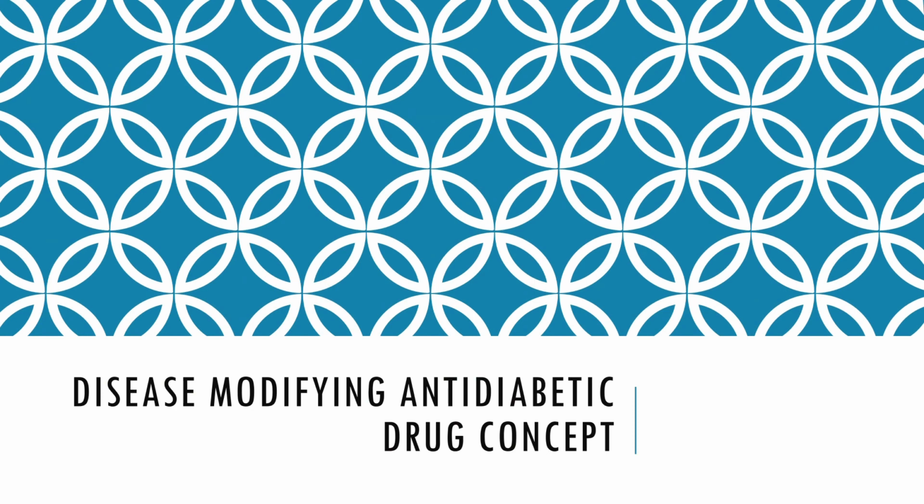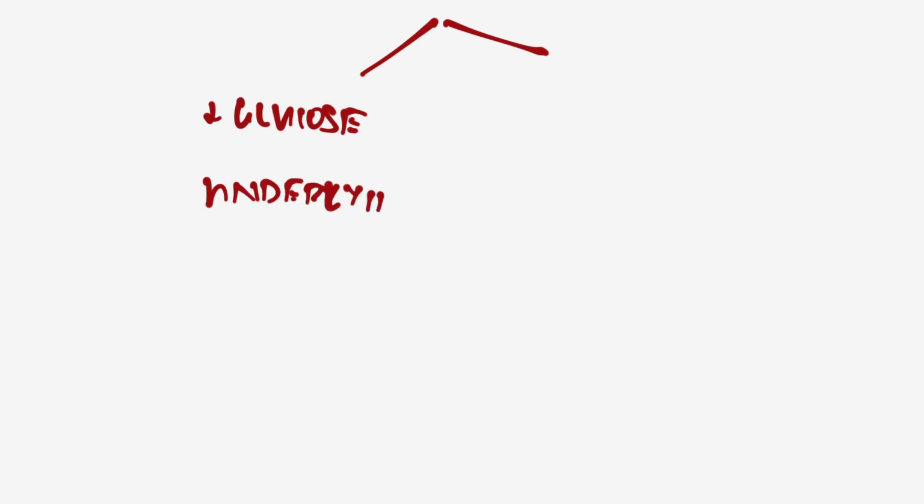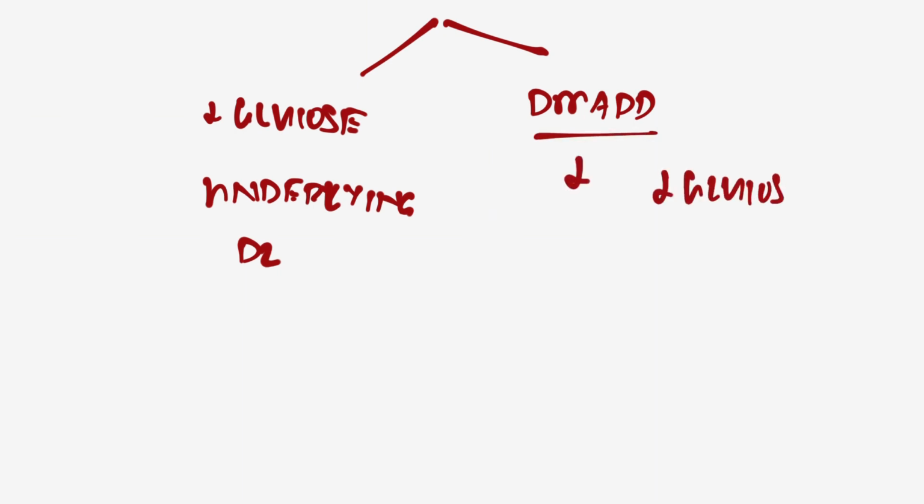Another very important concept which I would like to propose to you is the concept of disease modifying anti-diabetic drugs. Now, in my opinion, anti-diabetic drugs can be classified into two groups. One is the group which just reduces the glucose values but doesn't impact the underlying disease. Whereas you have the disease modifying anti-diabetic drugs. These are the ones which not only reduce the glucose, but also fundamentally change the underlying disease.